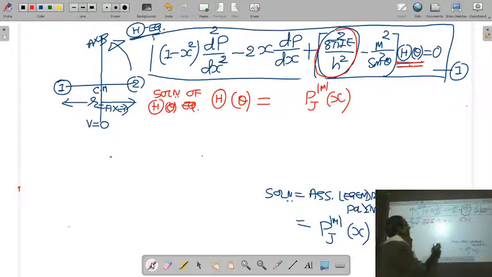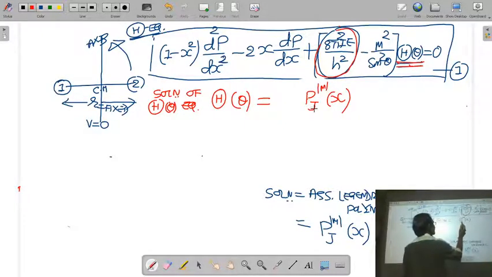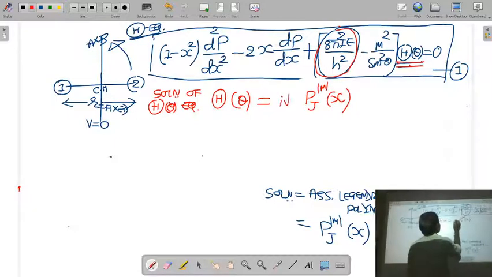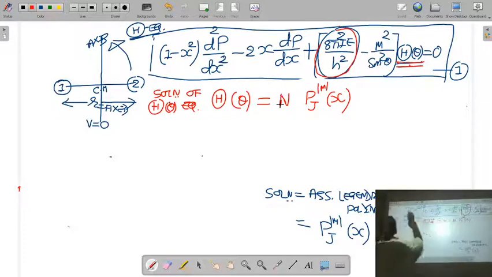As I told you, P_J^|m|(x) is a polynomial in x having Jth degree and order. But when you write the solution, you have to put a normalization constant N here. N is a normalization constant for the theta equation. In the case of the phi equation, we obtained the normalization constant 1 upon root 2 pi. In the theta equation, we put the normalization constant N, and the value of N we have to find out. For that, we will use the properties of the Legendre polynomial.